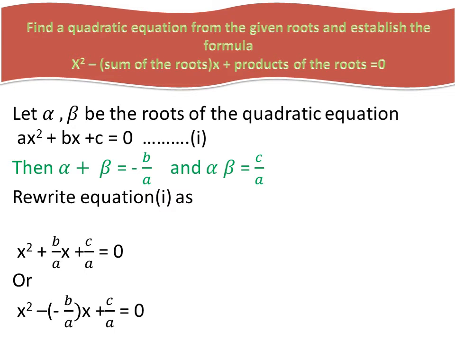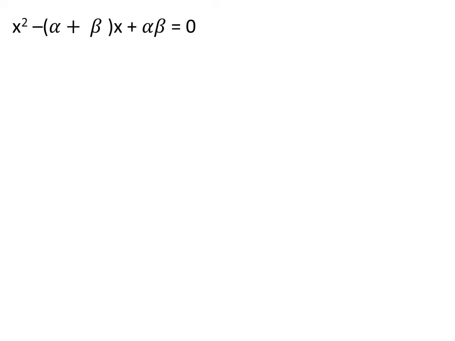Here we write minus into minus b over a in place of b over a because when minus is multiplied with minus it will give us positive b over a. That's why we can write it so, and we know that sum of the roots minus b over a equal to alpha plus beta and product of the roots c over a equal to alpha beta. So we can write x square minus alpha plus beta into x plus alpha beta equal to 0.